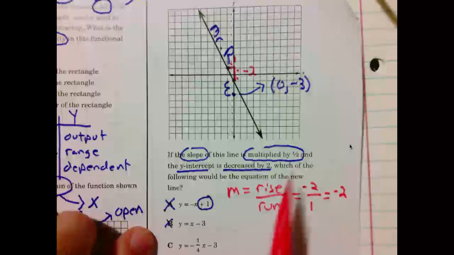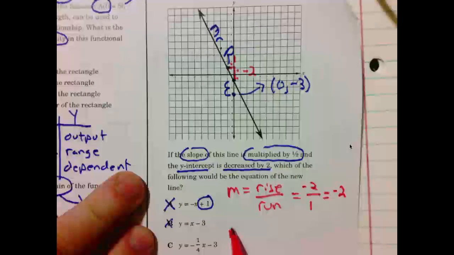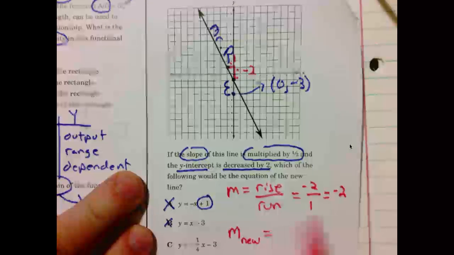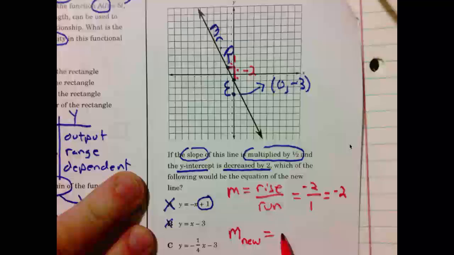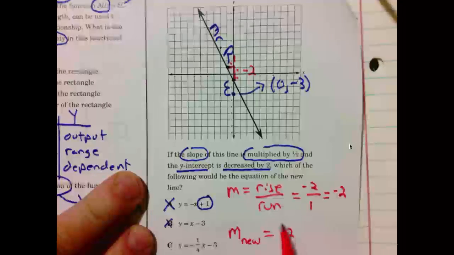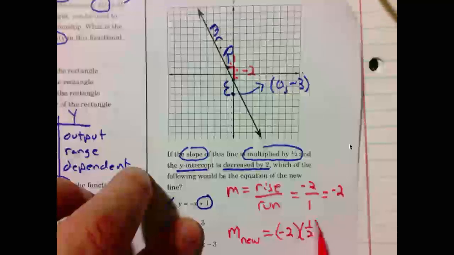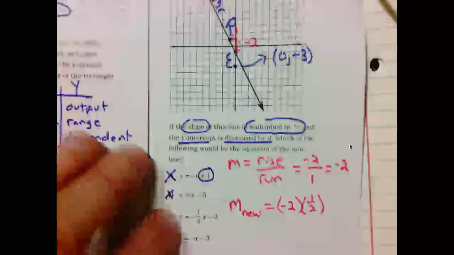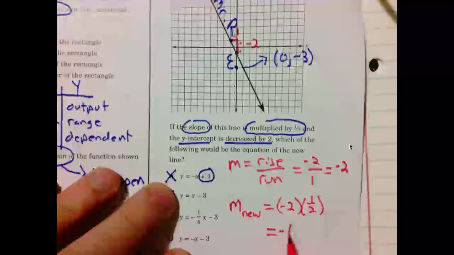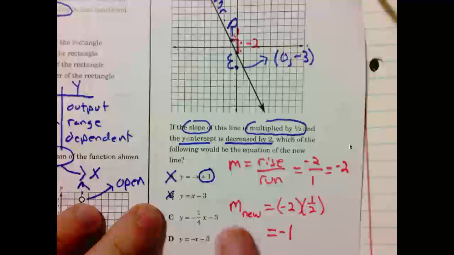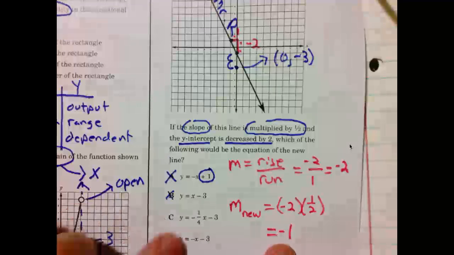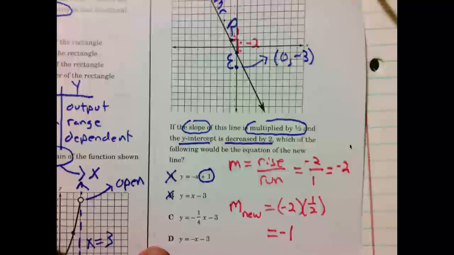If we multiply that by 1/2, I'm going to say our new slope, slope new, will be our old slope, -2, times the multiplier, 1/2. So -2 times 1/2 is a -1. We need a line. The new slope is -1. That leaves us with answer choice D.